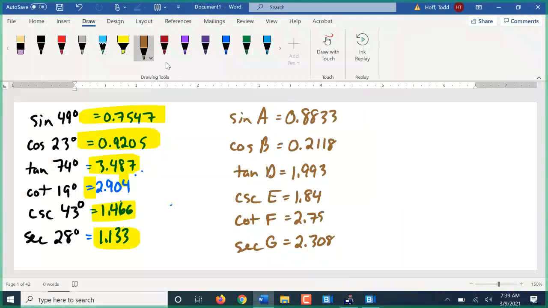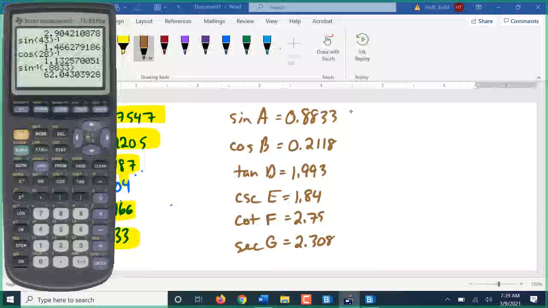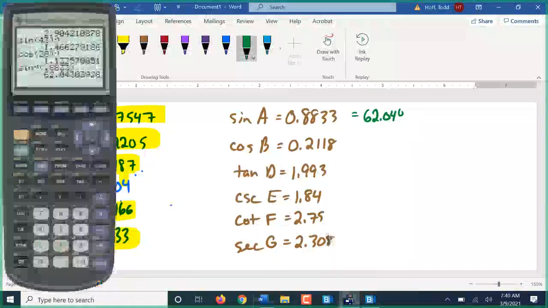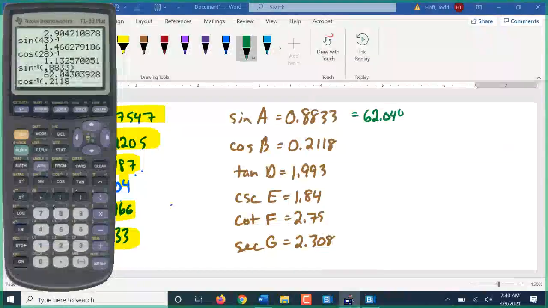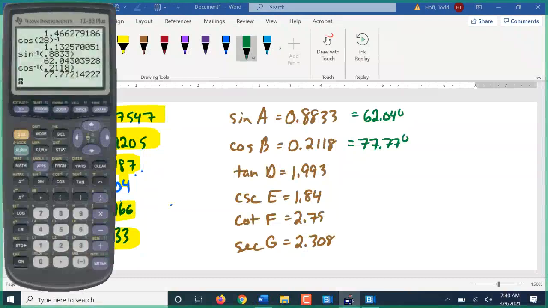So, first one here, the sine of A equals 0.8833. Find A, we're going to do an inverse sine, so just second sine, 0.8833, close the parentheses, and there it is, 62.04 degrees. Cosine B, we do the inverse cosine, 0.2118. We get 77.77 degrees. And for the tangent, it's just going to be an inverse tangent, 1.993, giving us 63.35 degrees.